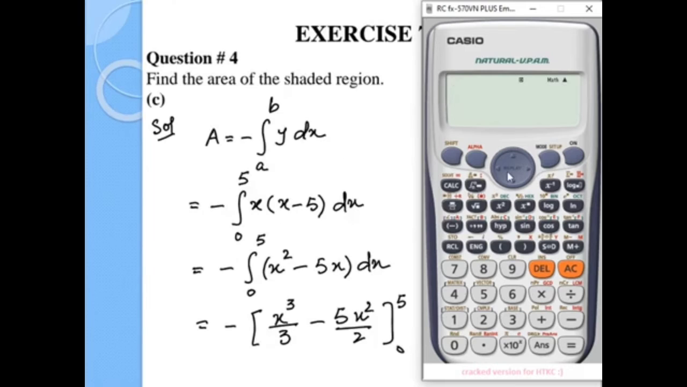So here, integration of alpha x times (alpha x minus 5). The lower limit is 0, upper limit is 5. The answer is 125 by 6. Move to the next part.